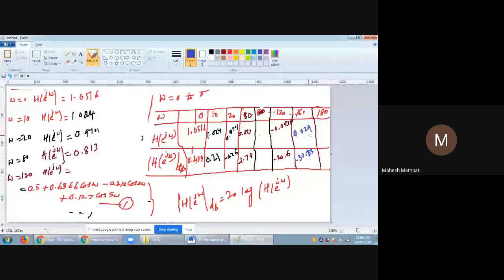So what is the value at 180? Minus 0.051. Then the dB value is minus 25.84, or if I can take it, it is minus 26. Okay. So any difficulty in understanding this?